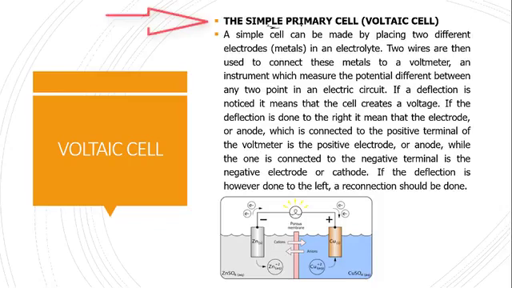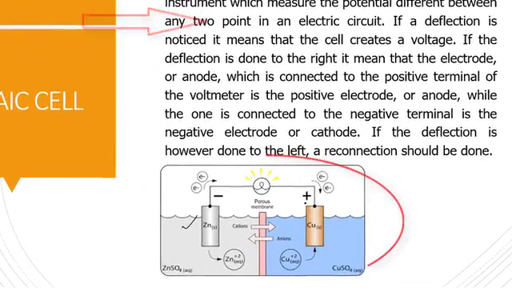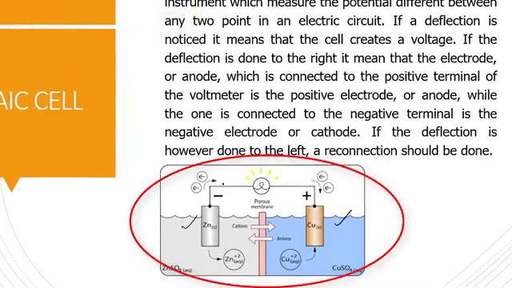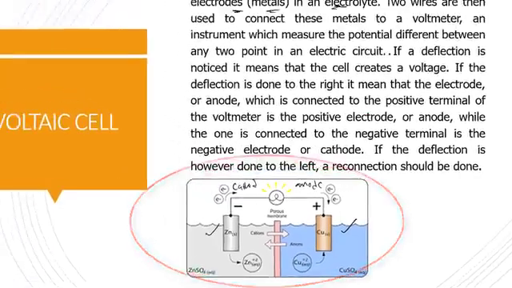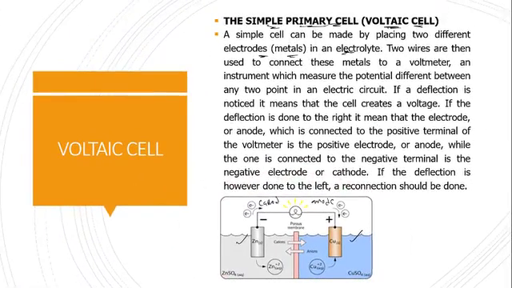Now let's talk about the simple primary cell, known as the voltaic cell. The voltaic cell is created by placing two different electrodes, normally metals, inside an electrolyte. For instance, zinc and copper as electrodes. This is the cathode and this is the anode. Because of the depreciation or the decomposition of one of these metals, electric current will be made to flow.